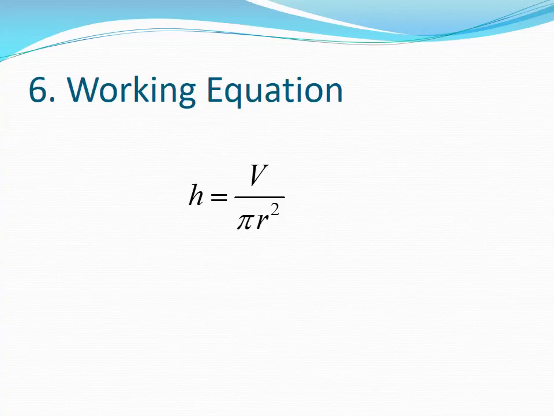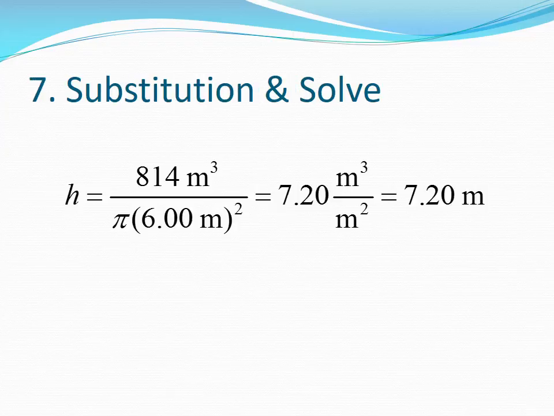The working equation relates our unknown quantity, height in this case. We manipulate the basic equation to obtain the working equation. Here, the height is the volume divided by pi r squared. Substitute what we know into the equation. Since pi is a constant, it is assumed that you know that pi is approximately equal to 3.1415.